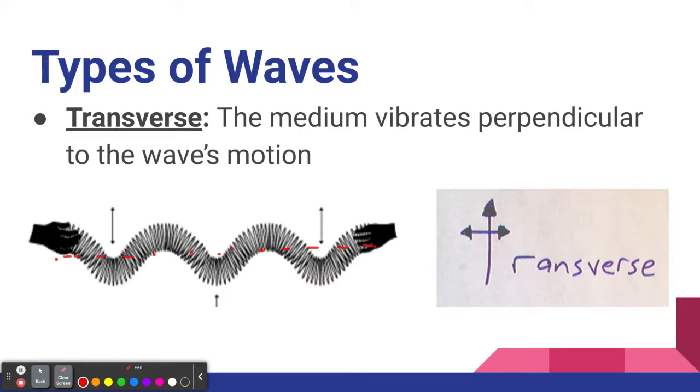So what we have here says the medium vibrates perpendicular to the wave's motion. Now we've got these arrows here, and I'm sure you're thinking, well, isn't that the way it's moving? No. I know we've got a hand over here, but let's get rid of that hand. Let's say this hand doesn't exist for a bit.